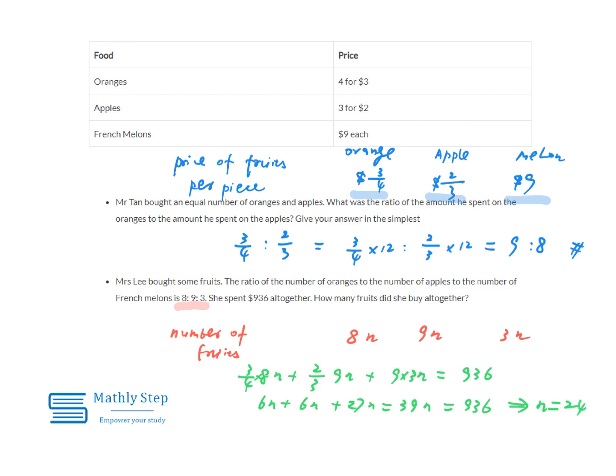Okay, so given that n equals 24, how many fruits in all did we buy together? We know that the total quantity is the sum of these 3 terms. So the total quantity equals 8n plus 9n plus 3n. That is basically 20n. And since n equals 24, the final answer should be just 480. And this is the answer.